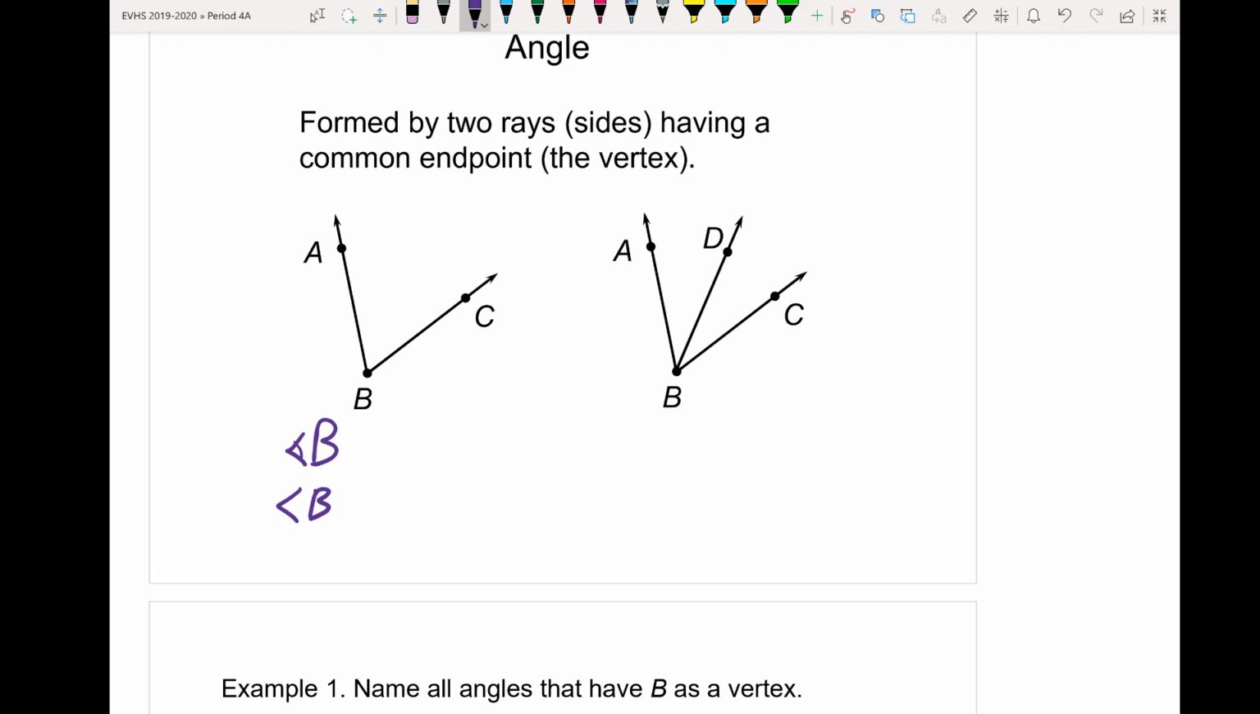Now, when there is only a single angle at any given vertex, you can name it just by the vertex. However, if there are multiple angles at the same vertex, you're going to have to be more specific when you name it. So, for example, this angle here that I'm marking with purple would be angle ABD. Notice that the vertex is in the middle. That is required. The other two can be flopped around. So you could put angle DBA, would also be fine.